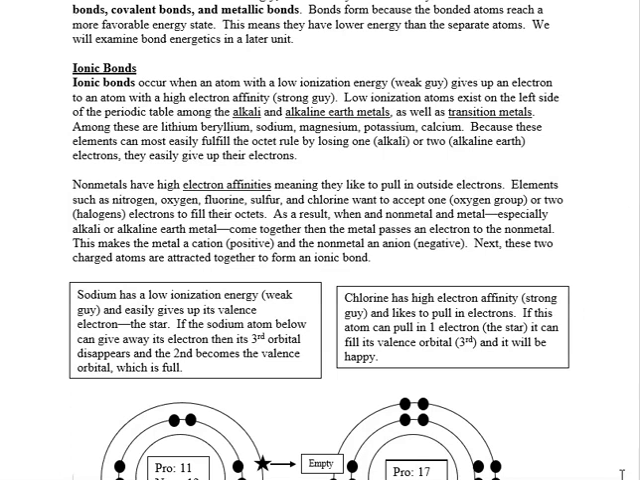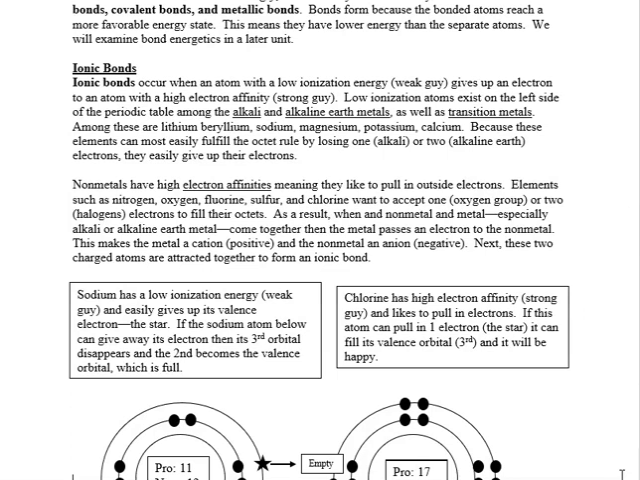Because these elements can most easily fulfill the octet rule by losing 1 electron, if it's an alkali metal, or 2 electrons, if it's an alkaline earth metal, they easily give up their electrons. Remember, they want to be like the nearest noble gas, and for them to do that, it's easier to go backwards on the periodic table and up to the next row above than to go forwards over to the noble gas at the end of their own row.